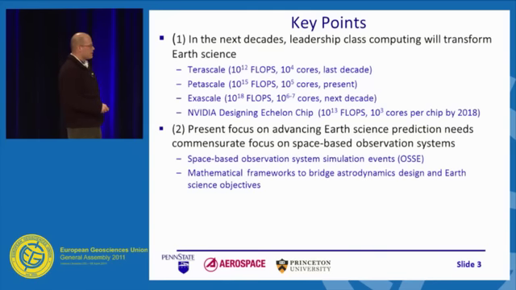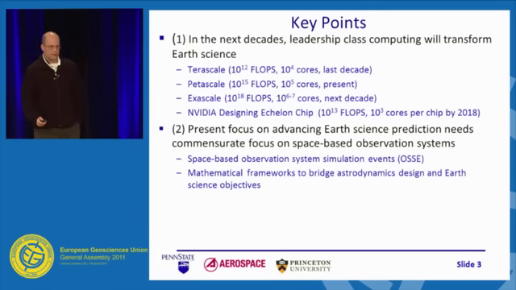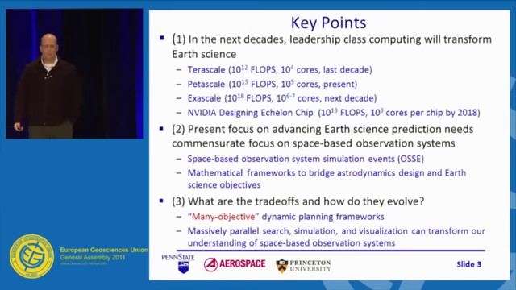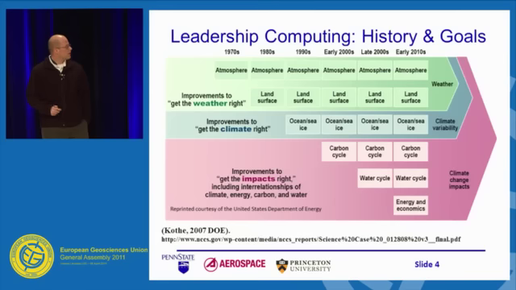Part of doing that is that there need to be new mathematical frameworks to bridge the disparate objectives, focus, and priorities of this kind of design process. And so what I'll demonstrate for you is some of the tools that we've developed in my group that are being used operationally in space systems design, where you balance many time-evolving objectives. And you use this in a combination of massively parallel search, simulation, and visualization.